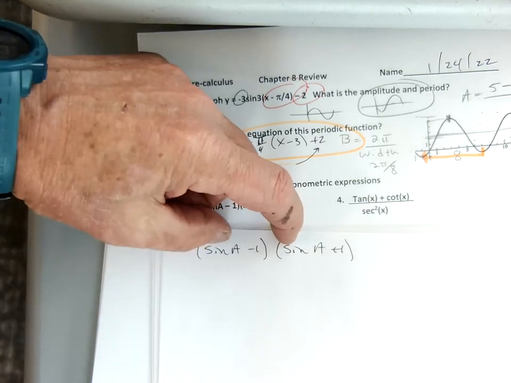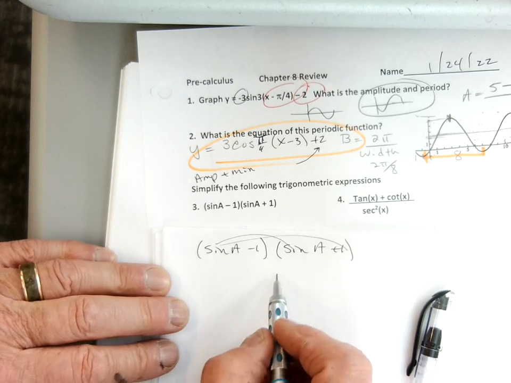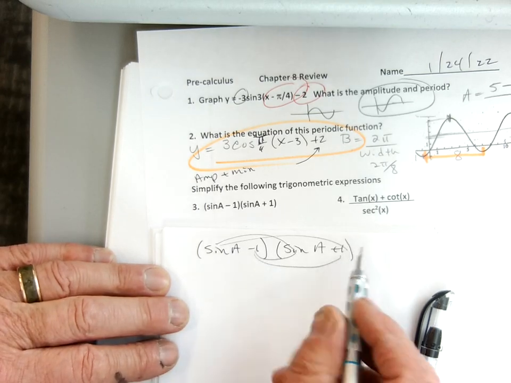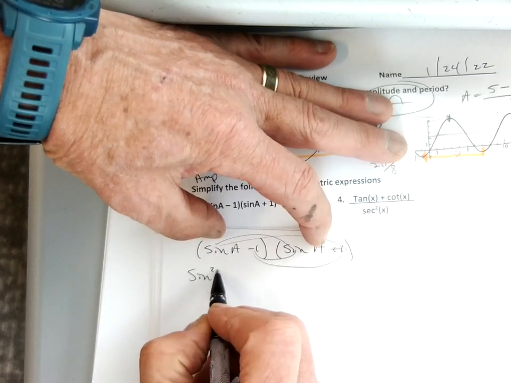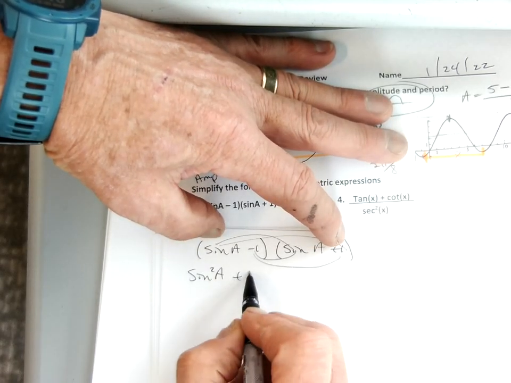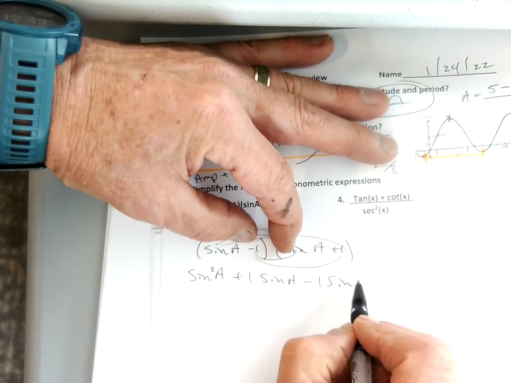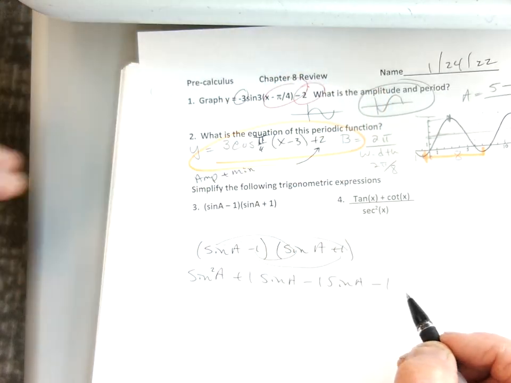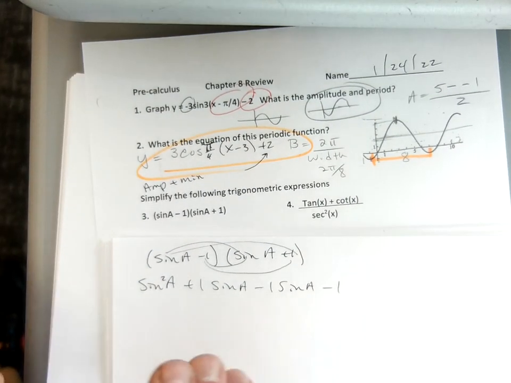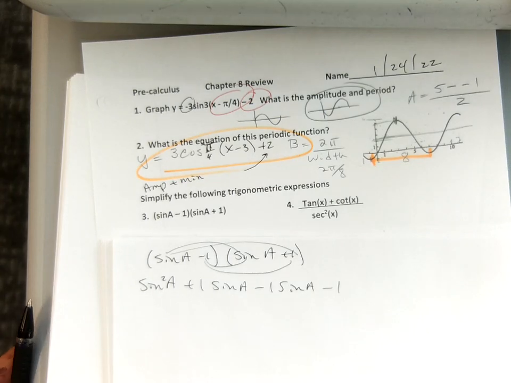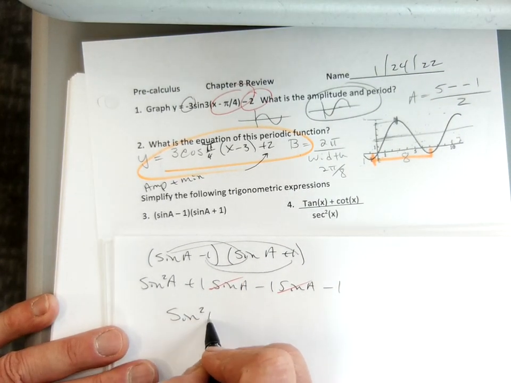Hopefully we see it. If we multiply, we'll get a sine squared. So if I FOIL it out, sine squared of A plus 1 sine of A minus 1 sine of A minus 1, right? Which these two middle terms cancel, and you're left with sine squared of A minus 1.